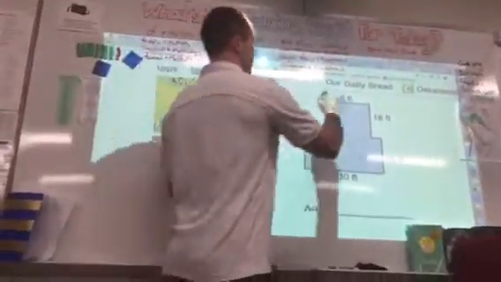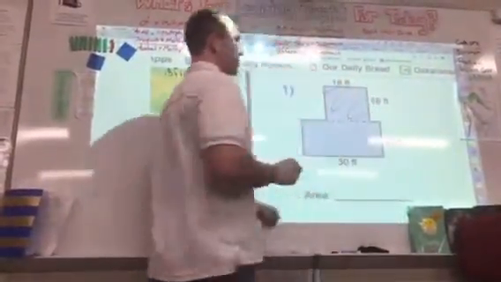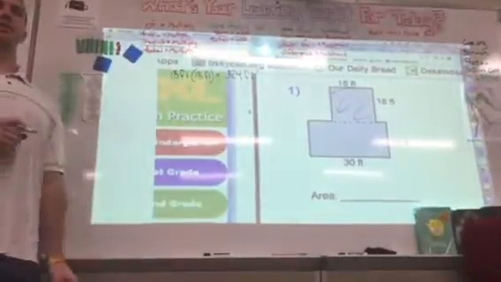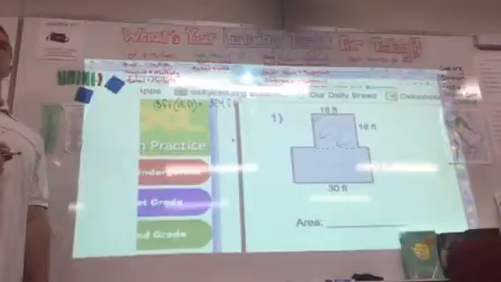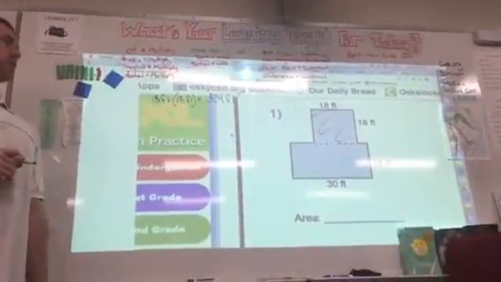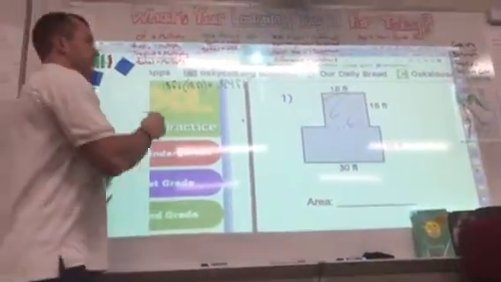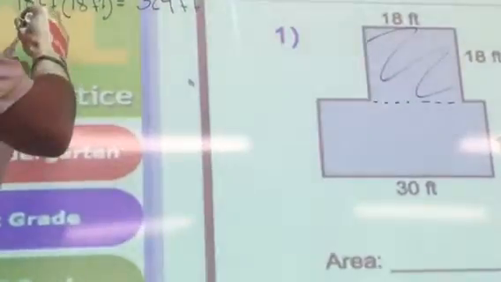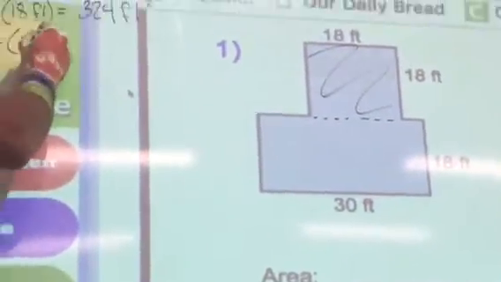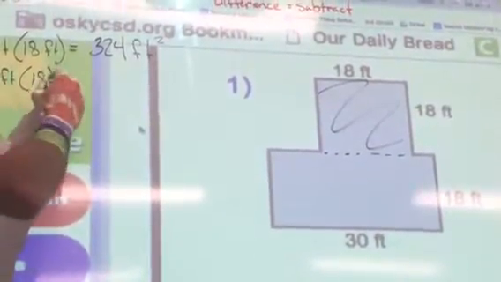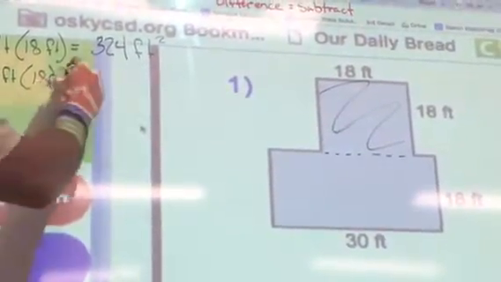So we are done with this portion of the shape. What do I still have to do? 30 times 18. Okay, what shape? Raise your hand. What shape? Hold it. The rectangle. And the rectangle is what? Good. 30 feet times 18 feet, because we're looking at a rectangle, so base times height.